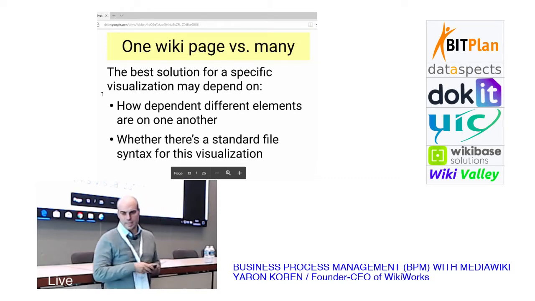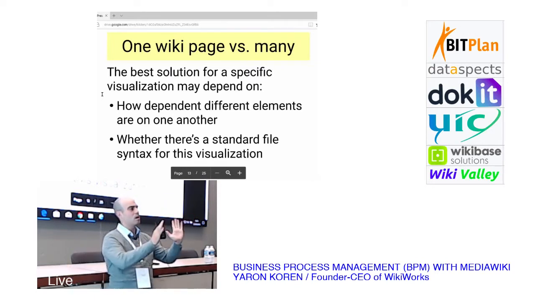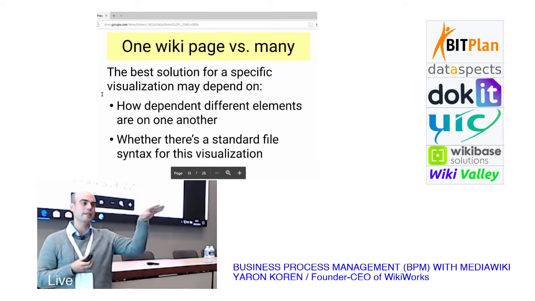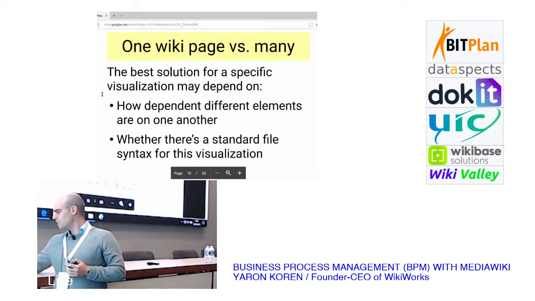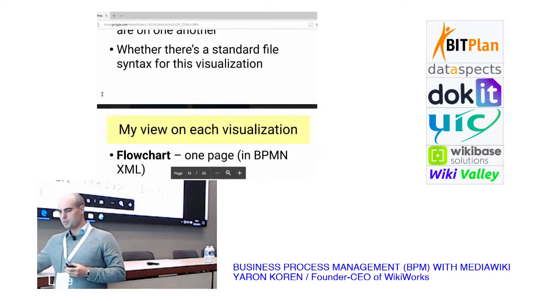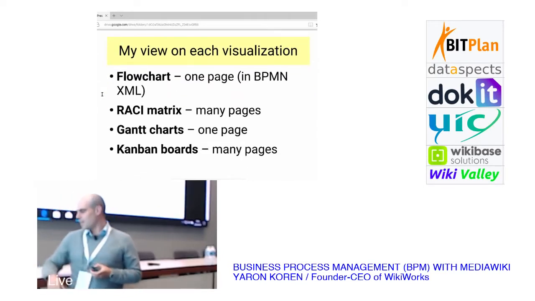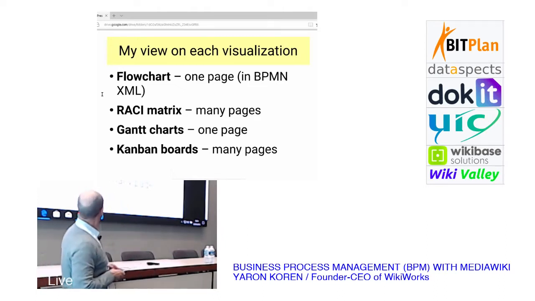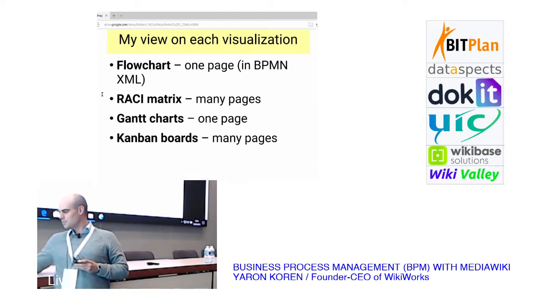So yeah, I think the more the different elements are dependent on one another, the more argument there is for having everything be in one big page as opposed to a lot of different pages. If they're really independent, then probably different pages are the way to go. And if there's a standard file syntax that you can use, then it also is an argument for having one big page. So this is just my thoughts, very briefly. Flowcharts, one page. Racy matrices, many. Gantt charts, one page. Kanban boards, many. And you can disagree. I could be wrong about one or all of these.